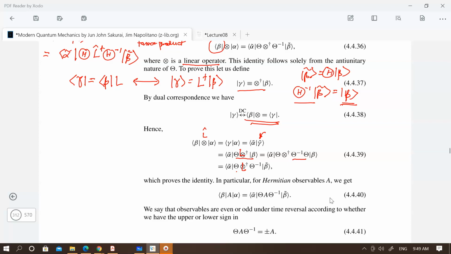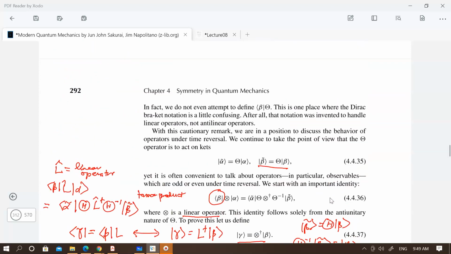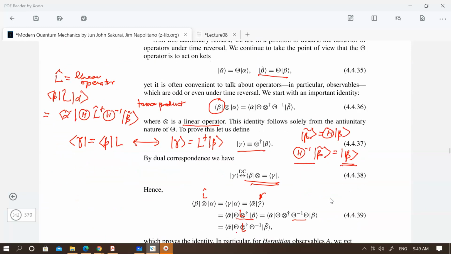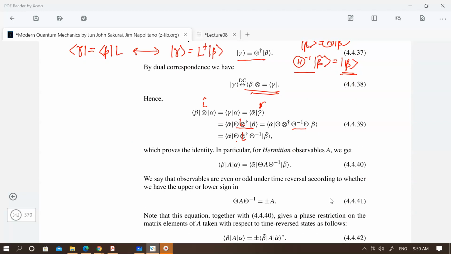So that actually gives you the identity that you need, which is: your beta L alpha equals alpha tilde 1, the time reverse one, times theta L dagger theta inverse beta tilde. I will do this properly in the notes later on, and hopefully this is a less confusing notation than the one given in the book.